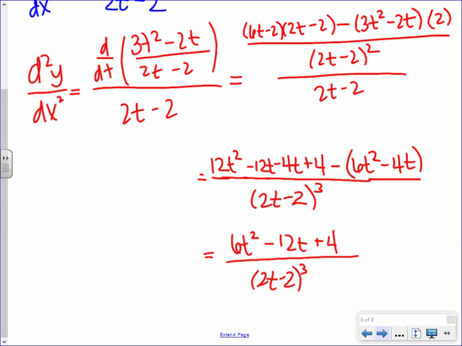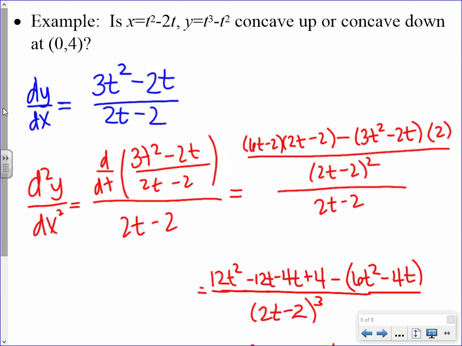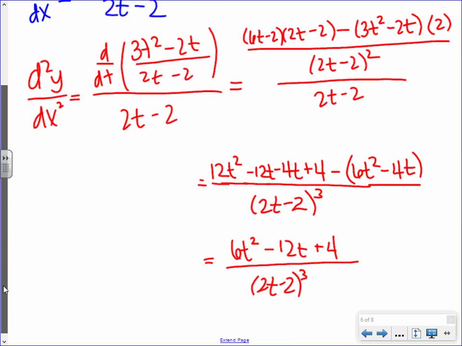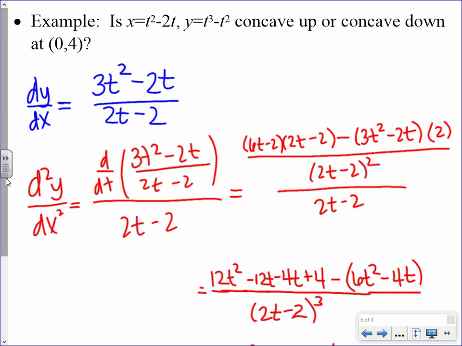Okay? So if I ask simply for the second derivative, that would be it. But of course, I'm going to ask you to do something with it for this example, because why not? We want to know if we are concave up or concave down at the point (0, 4). Well, my second derivative is in terms of t. How do I figure out our concavity at (0, 4)? Solve for (0, 4). Okay, this means that 0 equals t squared minus 2t, and 4 equals t cubed minus t squared.